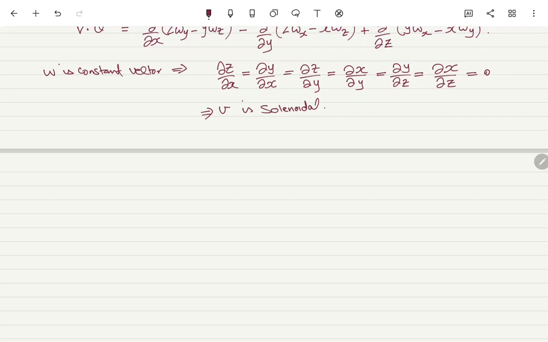Another example right here, find divergence r hat over r square and find divergence r. Now, before going further, solve these quantities. Now, these quantities are very important in electrodynamics.